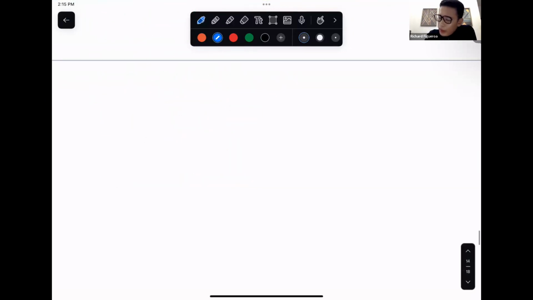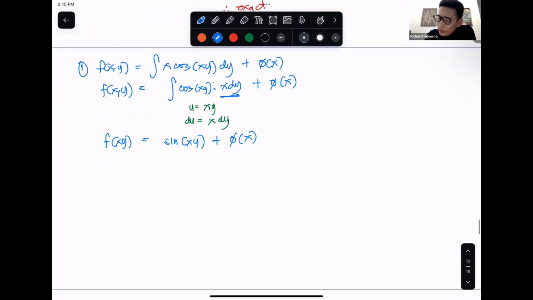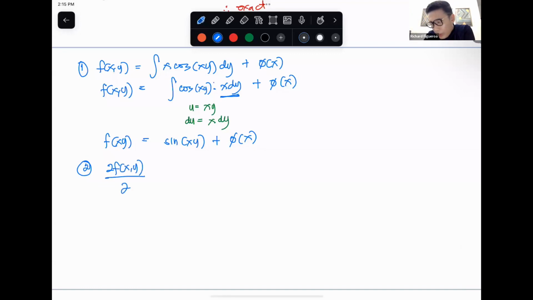So afterwards, we derive this. Second step, so we derive with respect to x. So derivative ng sine, it's cosine. So cosine xy. Then derivative ng xy, with respect to x, it would just be y. So plus P prime of x.